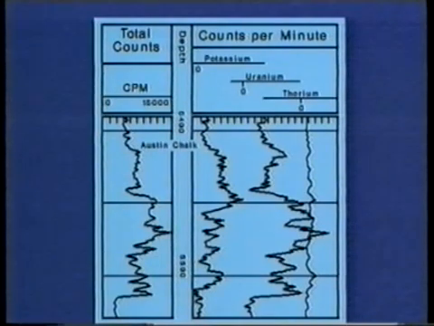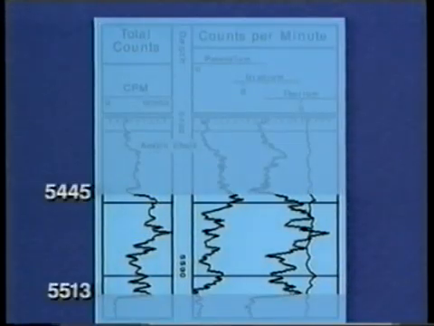This example of a spectral gamma ray log from the Austin Chalk shows the individual potassium, uranium, and thorium curves along with the total counts measured by the conventional gamma ray tool. Note that the total count curve appears to indicate a very shaly interval from about 5,445 to 5,513 feet, 1,660 to 1,680 meters. However, it is clear from the potassium and uranium curves on the log that this zone is not very shaly, and that the total count reading is primarily due to uranium counts, perhaps an indication of fracture permeability.